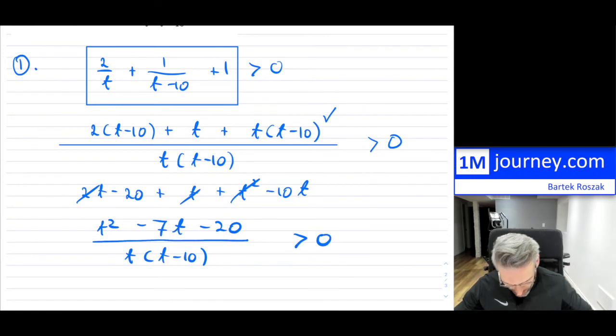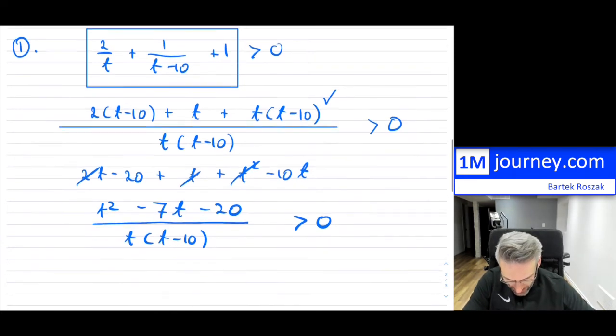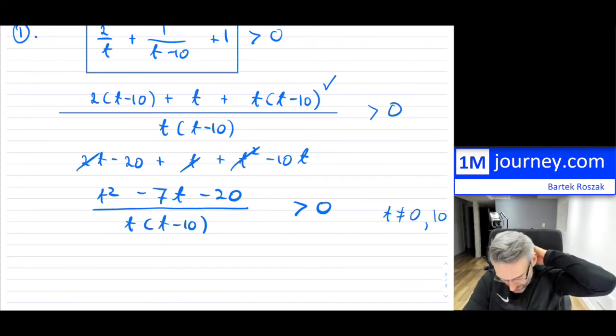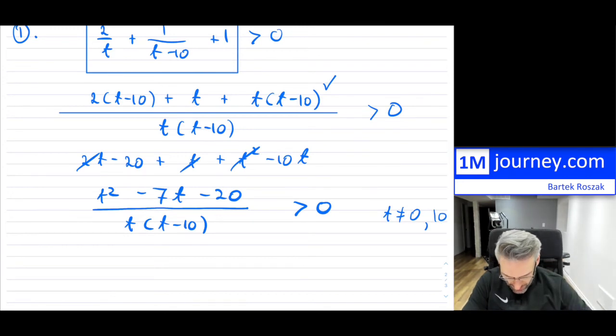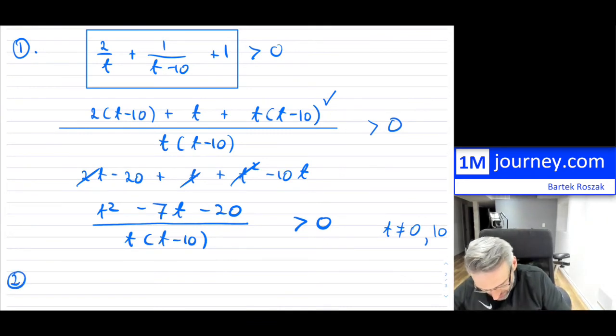So that's what we're trying to look at, right? Now this one looks a little bit better. I mean, obviously it's no fun to do, so we do have to be careful. t cannot be equal to 0 and cannot be equal to 10, so we're going to watch out for those, just to create our interval. So step number 1, we've simplified. Step number 2, we have to find the zeros here.